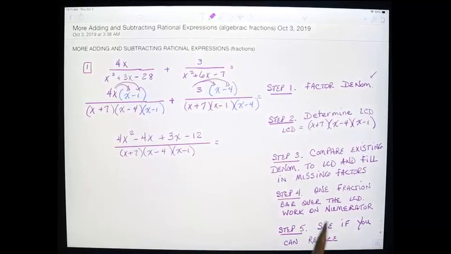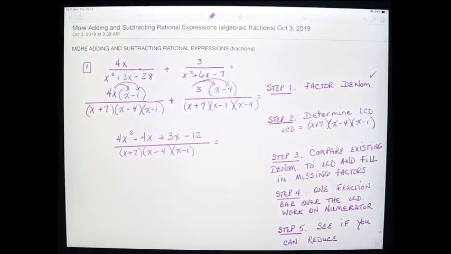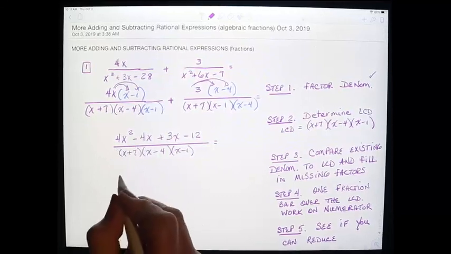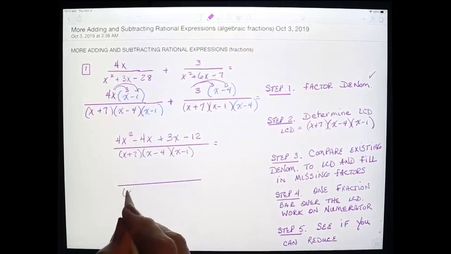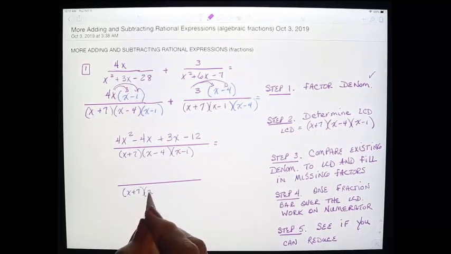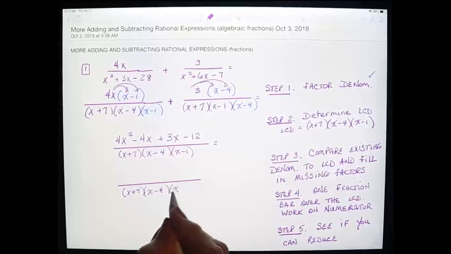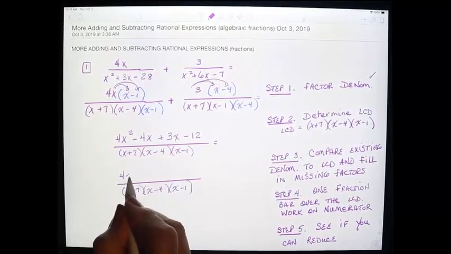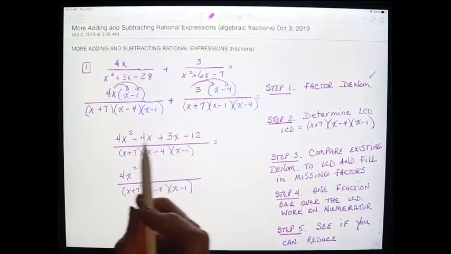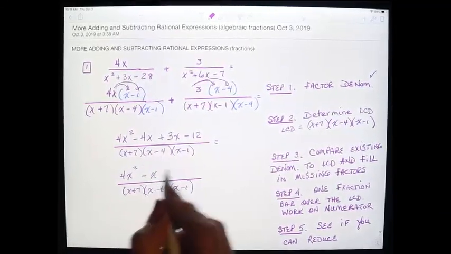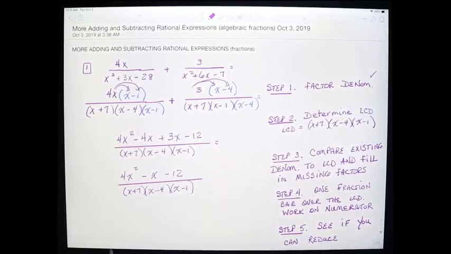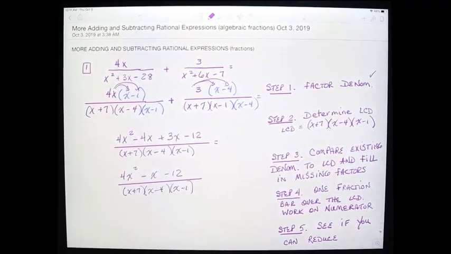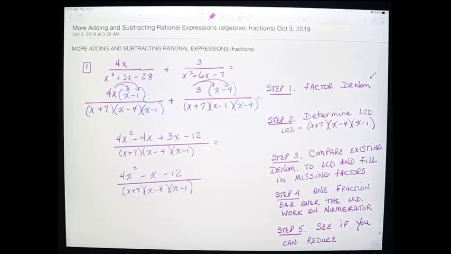So I've got everything over one fraction bar, and I'm working on the numerator. I've got a little bit more to do on this numerator. So I've got a second degree term. These two first degree terms are going to add up to negative 1x, and then here's the minus 12 on the end. I tested this one out earlier. I would now need to see if I can reduce, but when I tried to factor this numerator, I could not get it to factor, so I think we're finished with this one.